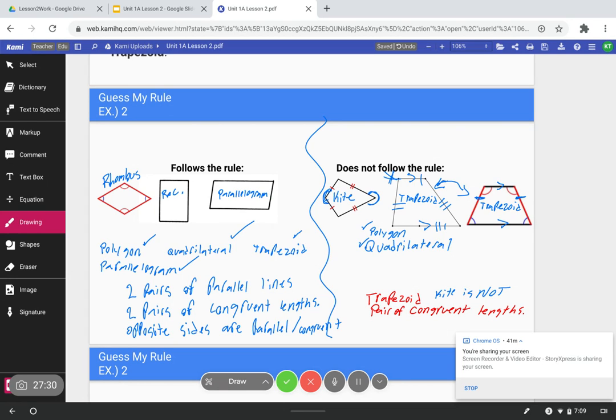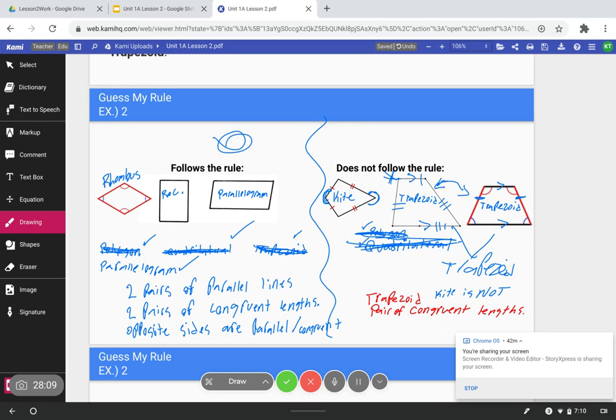So looking at it, we know the rule can't be polygon because all these shapes, the kite, trapezoid, and trapezoid, are polygons. So we know polygon can't be the rule. We know quadrilateral can't be the rule because all these shapes on the right are also quadrilaterals. So that's not it. And trapezoid? Well, that can't be the rule because there are 2 trapezoids over here. Look, these are trapezoids. So that can't be the rule either.